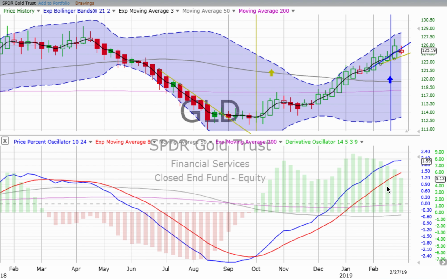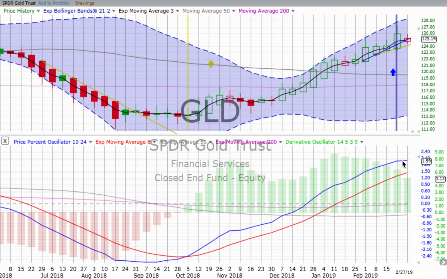We see it weakening here of late. It's gone flat on the price percent oscillator, derivative oscillator losing momentum. We have a red spinning top pushing through that 2-day trend line just above the weekly still.